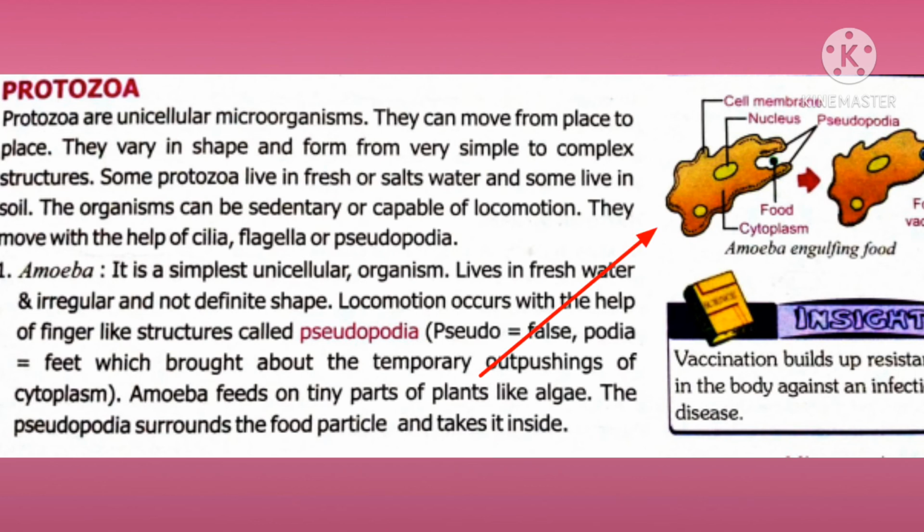The first example is amoeba. With the help of pseudopodia, that is, the protruding part, it moves from one place to another, and it also engulfs food with the help of pseudopodia.